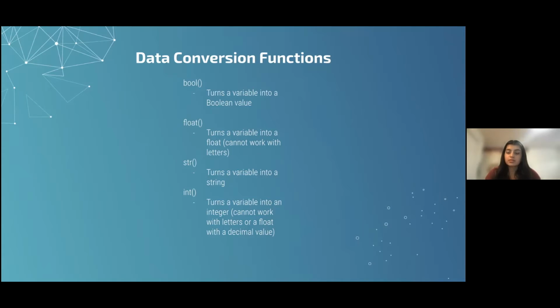So this works for both numbers and letters. If you had a number 3 again, which I'll keep using, you can convert that into a string with double quotes, and it would just be a string 3. And then last but not least, you have the int data conversion. This turns a variable into an integer, but it doesn't work for letters again, or a float with a decimal value.